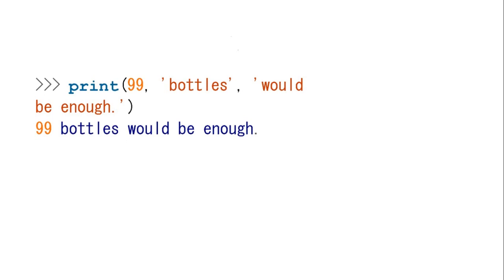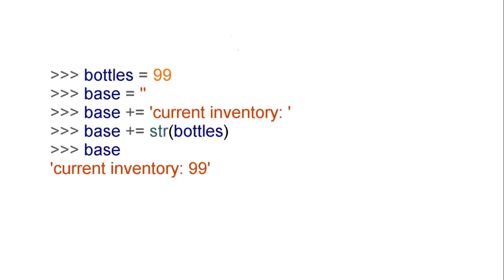Finally, there's the empty string, which has no characters at all. But it is perfectly valid. You can create an empty string with any of the aforementioned quotes. Why would you need an empty string? Sometimes you might want to build a string from other strings, and you need to start with a blank state.